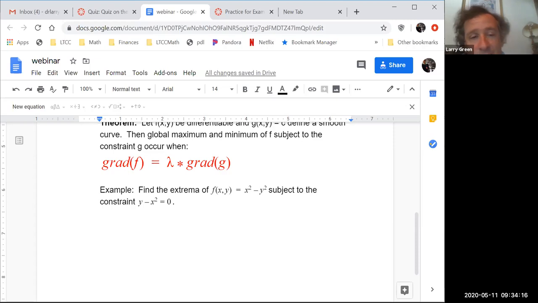allowing points such that y minus x squared equals 0, which, by the way, is y equals x squared. So on that parabola in the xy plane, we're going to look at the hyperbolic paraboloid, but we're going to restrict it to being above this parabola. Any questions on that? Okay.